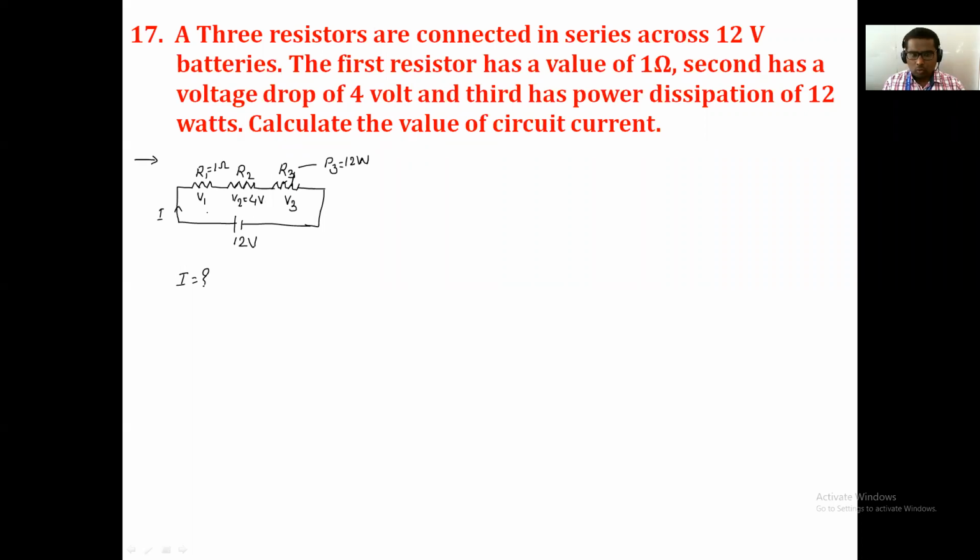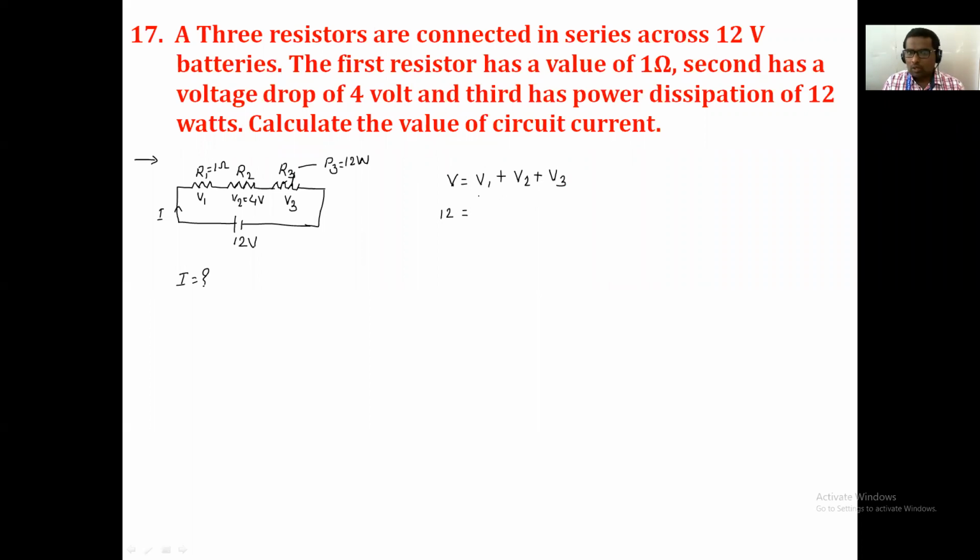Now, as we know the basic property of the series circuit, in the series circuit, applied voltage is always equal to the sum of these three voltage drops, V1 plus V2 plus V3. So can I make the sentence here? I can write that equation here. V is equal to V1 plus V2 plus V3. This total voltage, we know that.